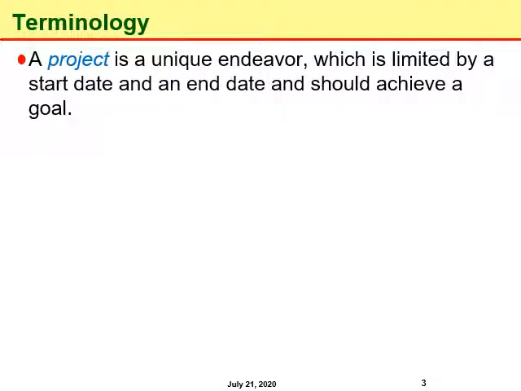Then the next terminology is a project. A project is actually a unique endeavor which is limited by a start date and an end date, and in fact should achieve a goal. It should be noted that permanent or routine activities are not considered as projects. So a project is actually an activity or set of activities that have their start and end date.